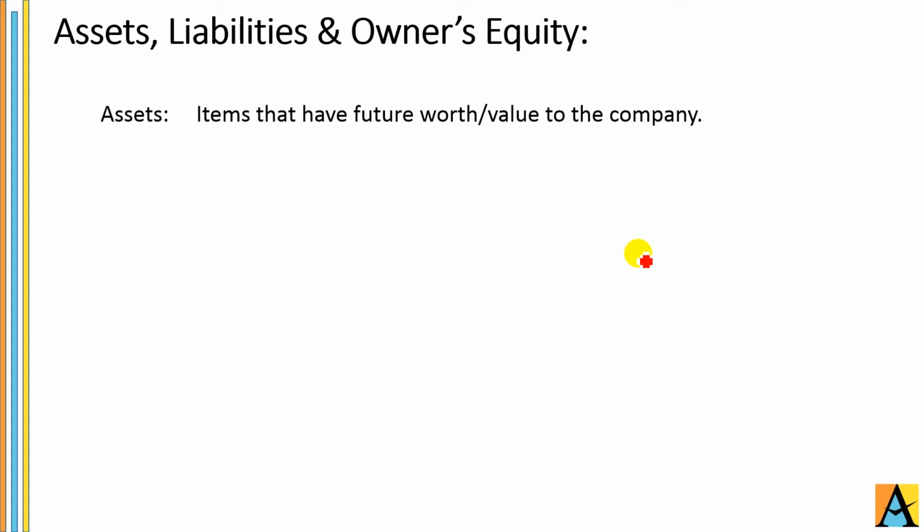Alright, so we have assets. Assets could be a lot of different things. You could have cash, you could have buildings, but I like to think of it first as items that have future worth and value to the company. So like I said, it could be cash, buildings, cars and trucks, which we'll call vehicles. It could also be stocks if they have investments. Alright, you get the picture.